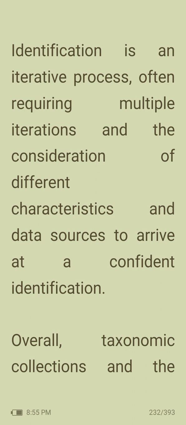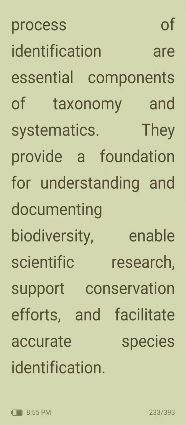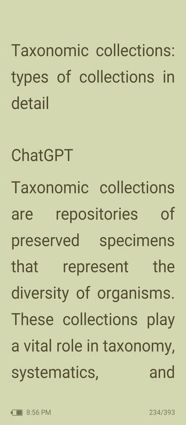So overall, taxonomic collections and the process of identification are essential components of taxonomy and systematics. They provide a foundation for understanding and documenting biodiversity, enable scientific research, support conservation efforts, and facilitate accurate species identification.